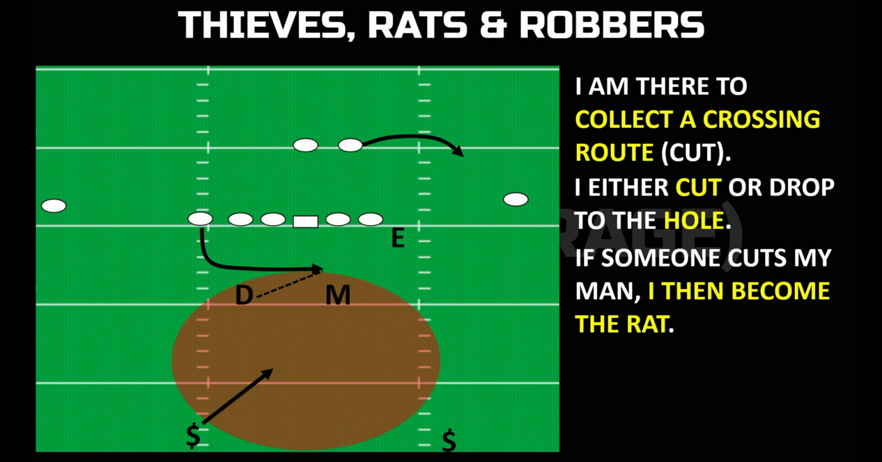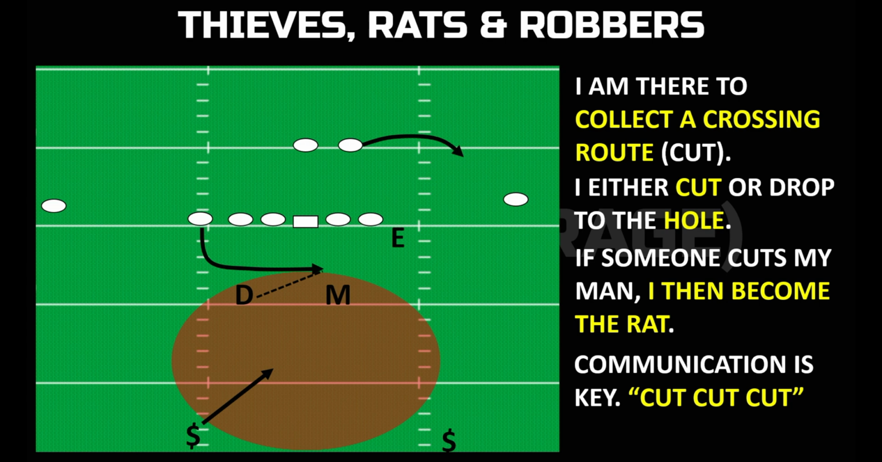As the rat, keep your head on a swivel. You cannot stare down the quarterback and simultaneously see a crosser. And if there is no crosser, then you drop into the low hole, and there is no rush to get to the low hole drop. Communication is key. If you do cut a route, you yell, cut, cut, cut, so your teammate knows that you're picking up his man, and now he becomes the rat. Man defenders stay in man until the cut and collect.